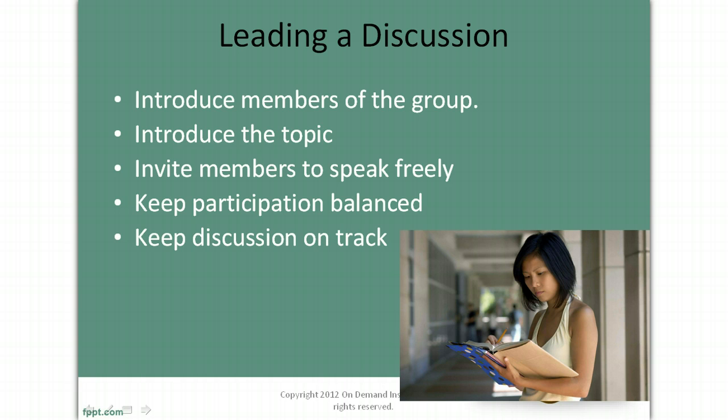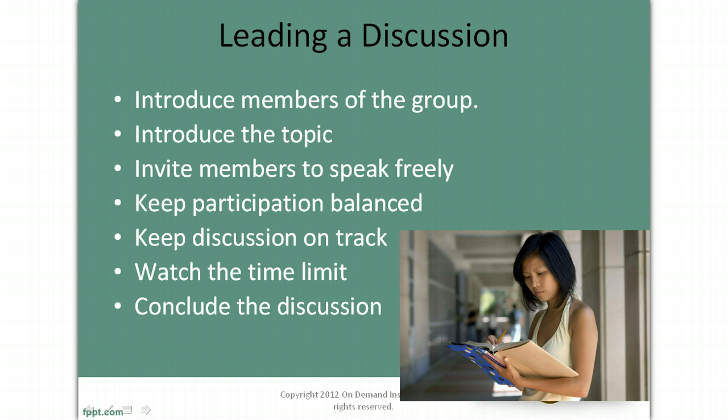Summarize for the group after they have completed major parts of the discussion. Watch the time limit. Move on to a major point not yet covered to speed things up. Conclude the discussion by summarizing main ideas. Allow time for other members to add their own summary points or options.